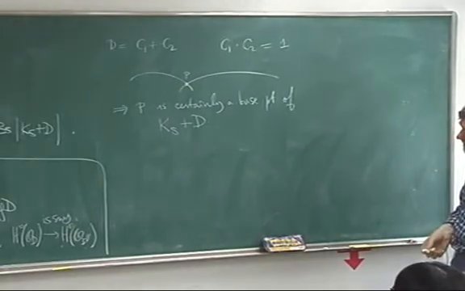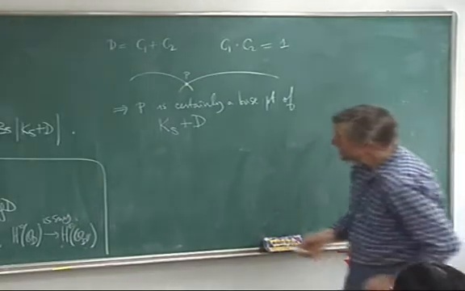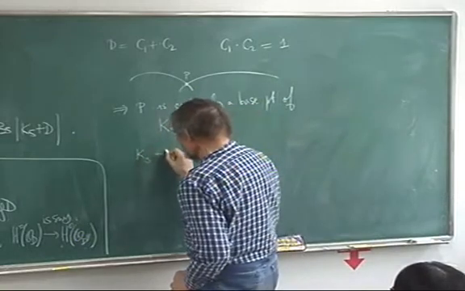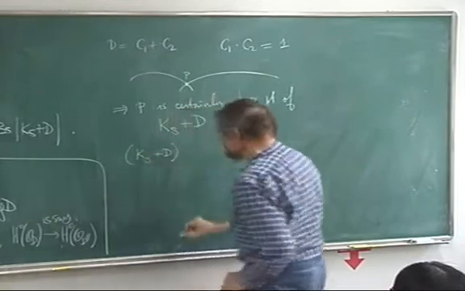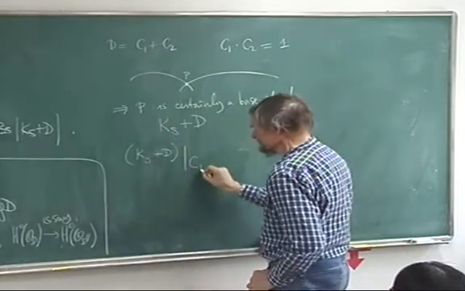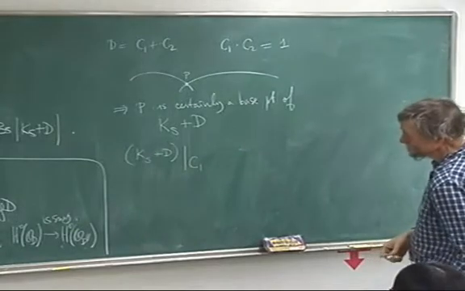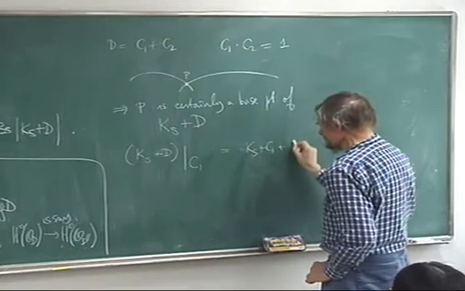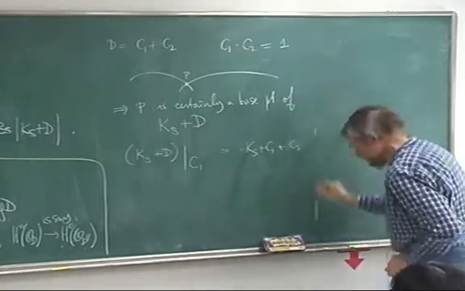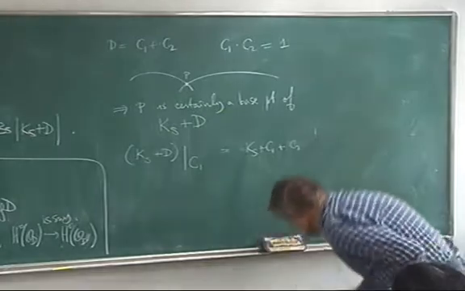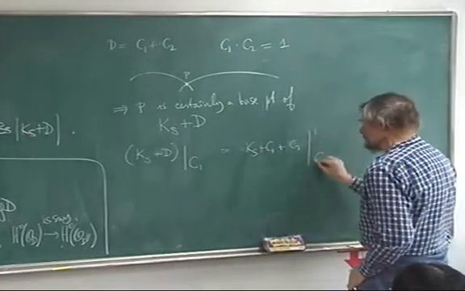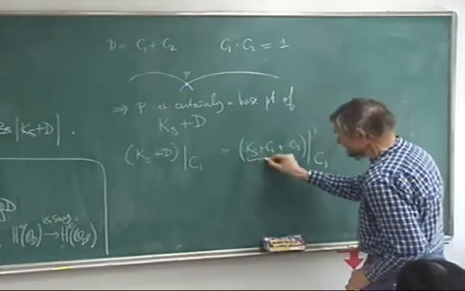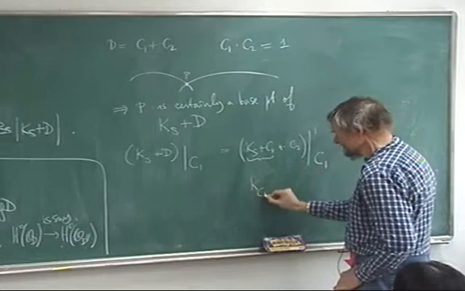So why? Well, you already know this. So if I take K_S plus D, I can restrict this down to C1, for example. Right? And what is this? So this is K_S plus C1 plus C2, restricted to C1. Right? And so what's this? This guy here by the adjunction formula is K_C1 plus P.